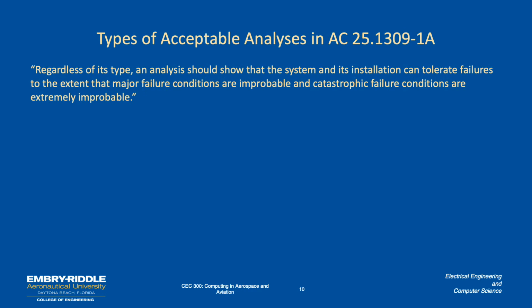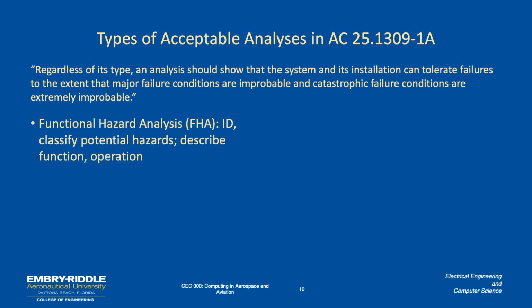So AC 25.1309 gives you guidance about how to demonstrate that the system can tolerate failures, as it says. Regardless of its type, an analysis should show that the system and its installation can tolerate failures to the extent that major failure conditions are improbable and catastrophic failure conditions are extremely improbable. There are several different ways of doing this, and 25.1309 just mentions several. One is the functional hazard analysis, where you go through the different systems, subsystems and components, identify potential hazards, and describe the function and its operation and the impact there.